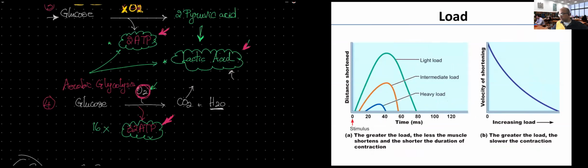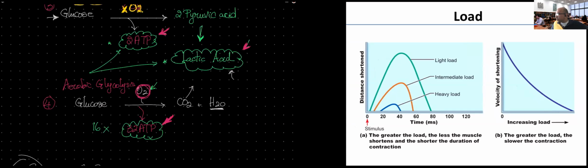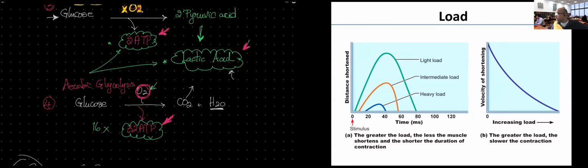So with a larger load, the velocity of the contraction is going down, as you see here on the right side. The velocity of the contraction is going down, and the distance of the shortening is also going to be diminished. With higher load, the distance shortened decreases, and the velocity of the contraction is reduced.